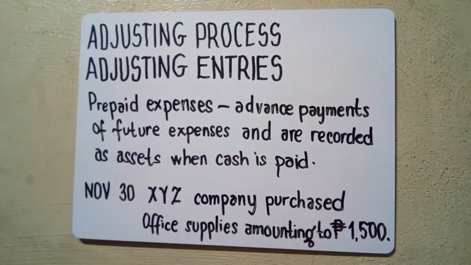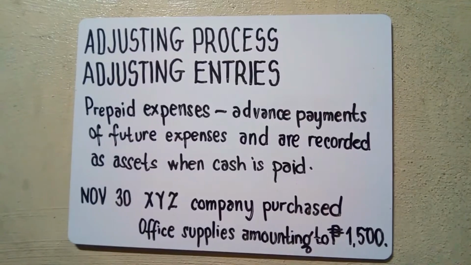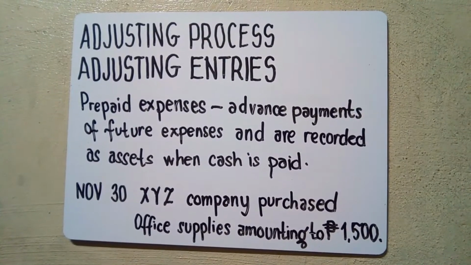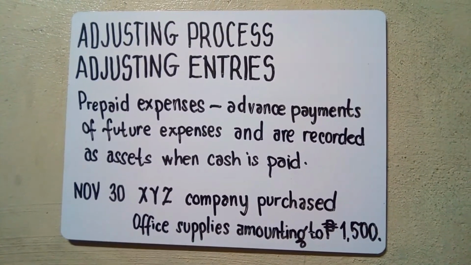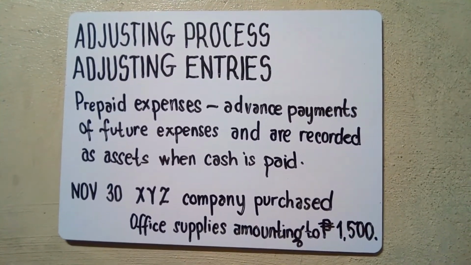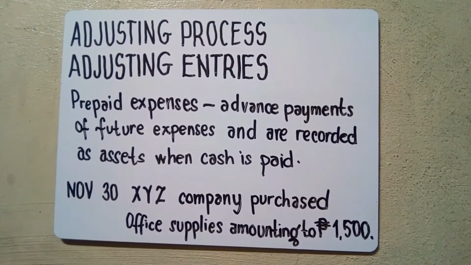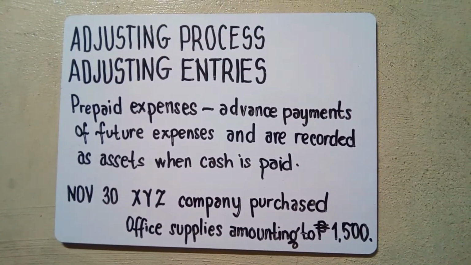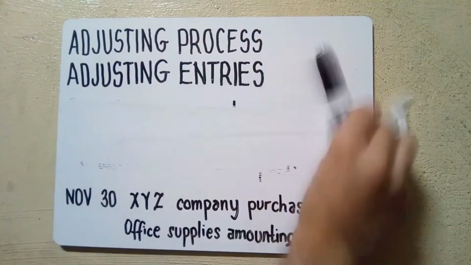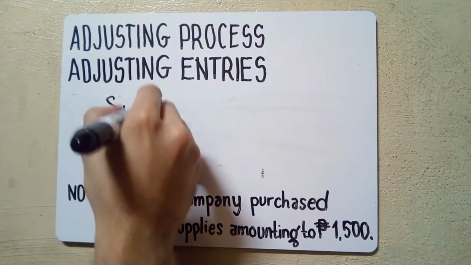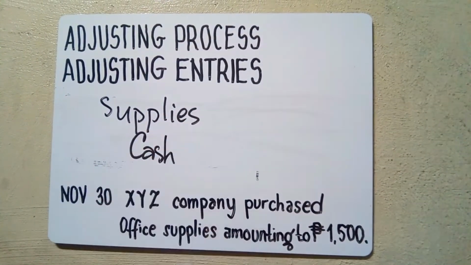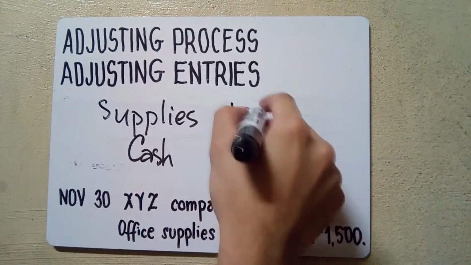The first type of account which requires adjusting entries is prepaid expenses. Prepaid expenses are advance payments of future expenses and are recorded as assets when cash is paid. For example, on November 30, XYZ company purchased office supplies amounting to 1,500 pesos. The journal entry to record the transaction will be a debit to supplies and credit to cash amounting to 1,500 pesos.